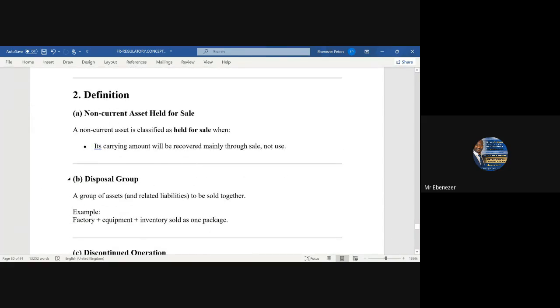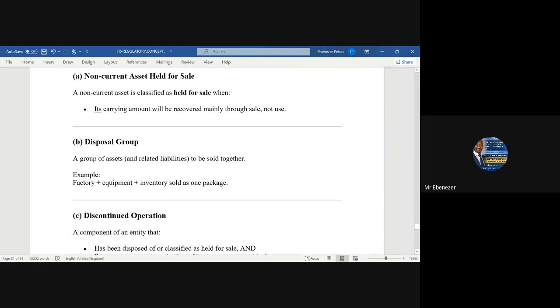So what are non-current assets held for sale? A non-current asset is classified as held for sale when the carrying amount will be recovered mainly through sale and not through continuous usage. When you believe that the asset will no longer add value to you, and that for you to recover any amount on it, it will be through sale and not the use of the asset. In other words, the entity believes that the future economic benefit of the asset will be recovered through sale and not continuous use. Then we have what we call a disposal group.